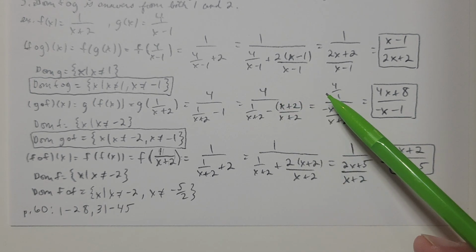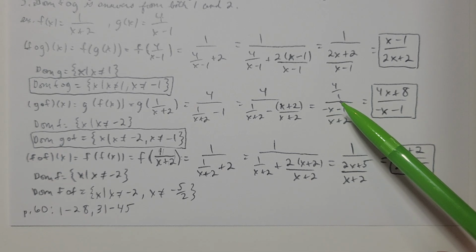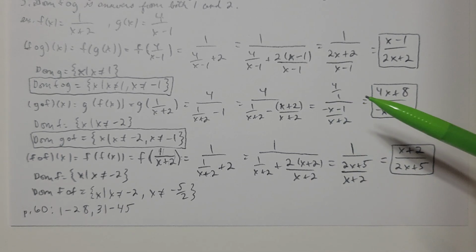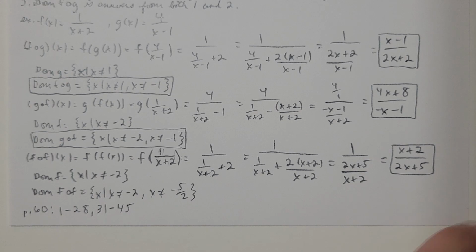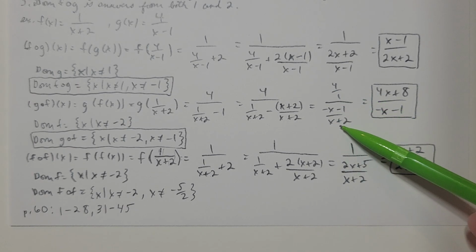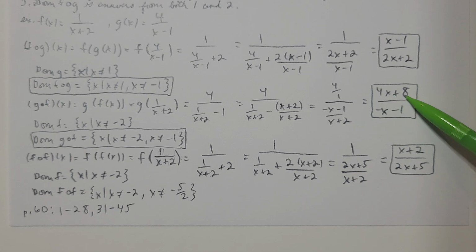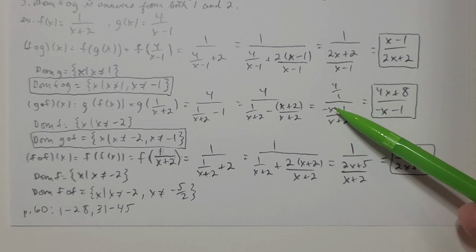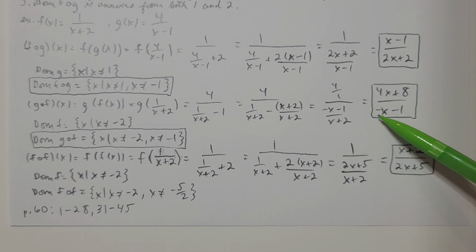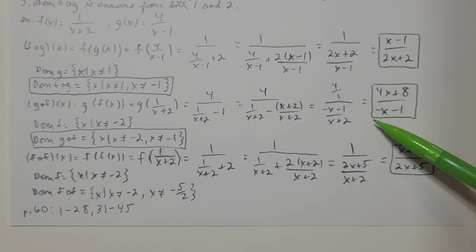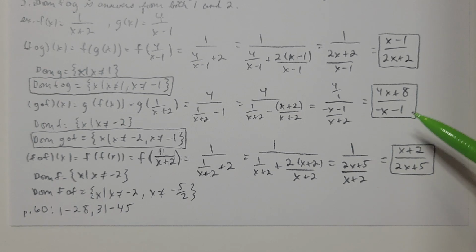Now 4, that's the same thing as 4 over 1. Okay, and that's how I'd want to think of this because the next thing is that because I'm dividing by a fraction, I want to flip the denominator and multiply. So I'm looking at 4 times x plus 2, that'd be 4x plus 8, divided by 1 times negative x minus 1. Okay, and go ahead and circle that result. That would be my answer in simplified form there.